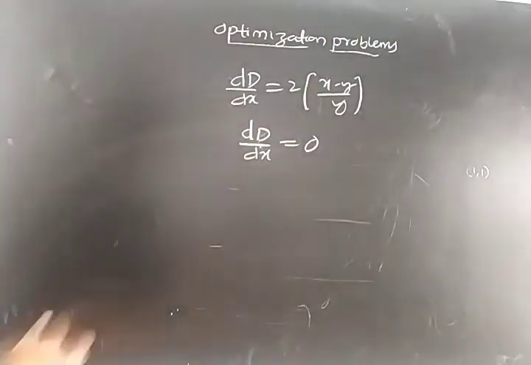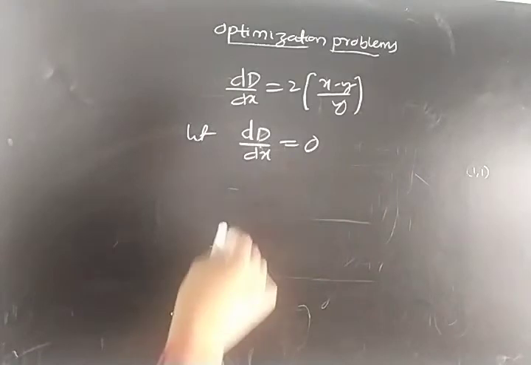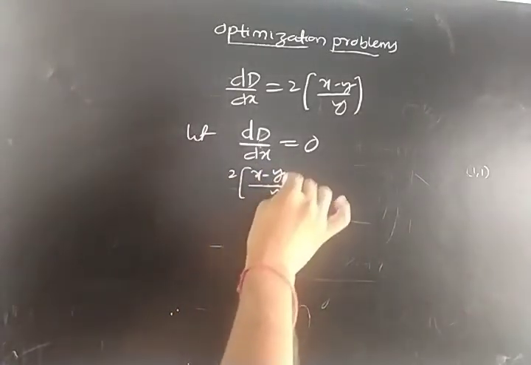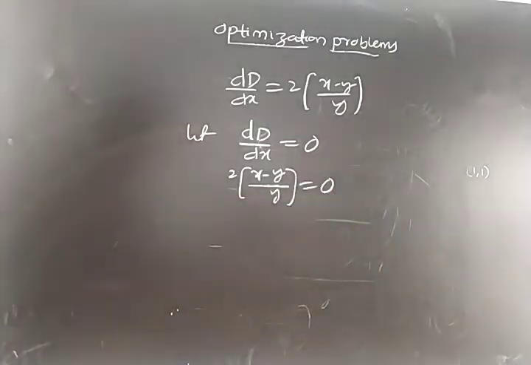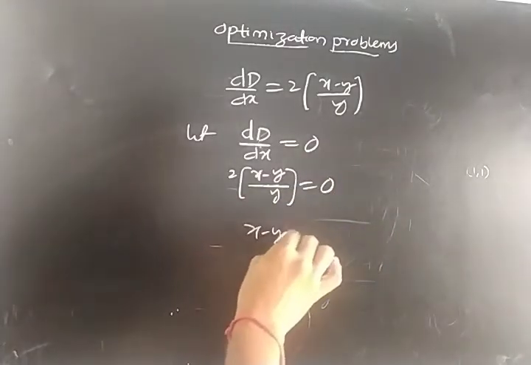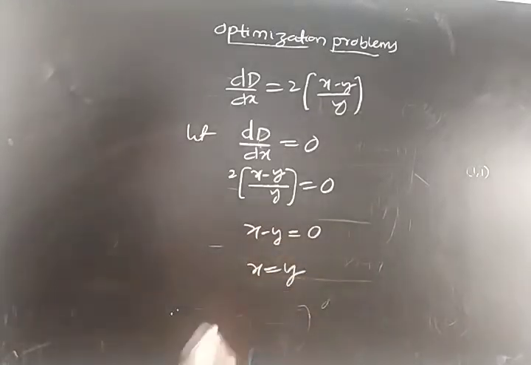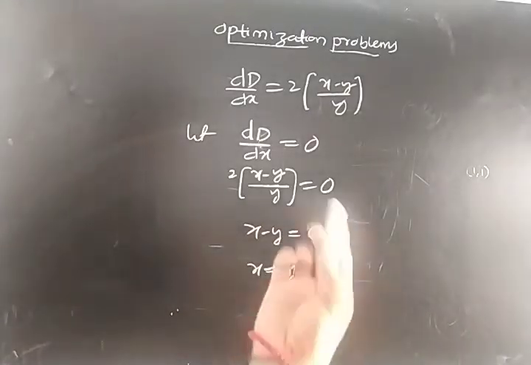So let dD/dx equal 0. So it will be 2 into (x minus y)/y equal to 0. So x minus y equals 0, x is equal to y. So where the x coordinate and y coordinate are equal, there we will get the points.